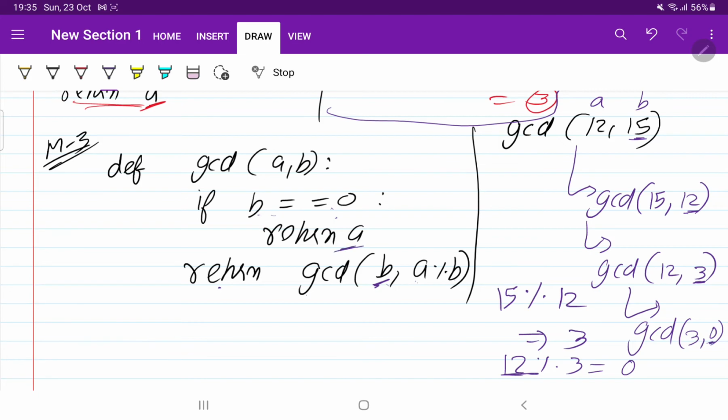So return A. What is A here? A here is 3. So it will come back here, it will return 3, it will come back here with 3, and finally it will return 3. So this is also one of the ways. This is the logic: if B is equal to 0, return A, otherwise call GCD with B and A percentage B. So this is one of the approaches.